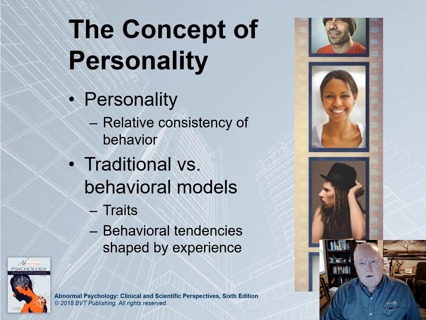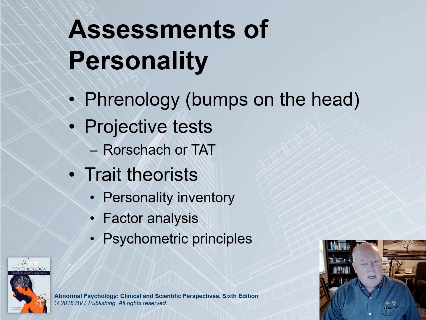The traditional way of thinking of personality is a trait that we have, a consistency of characteristics, but the behavioral model views that consistency as something we've learned over time, perhaps influenced by genetics, but represents a behavioral pattern that works for us. Some of the early models of personality are rather laughable at this point.